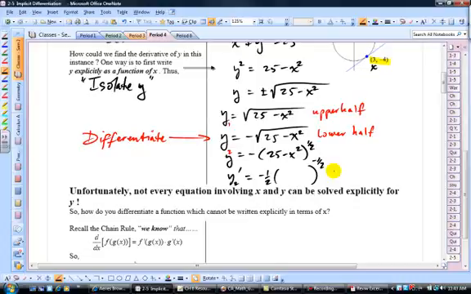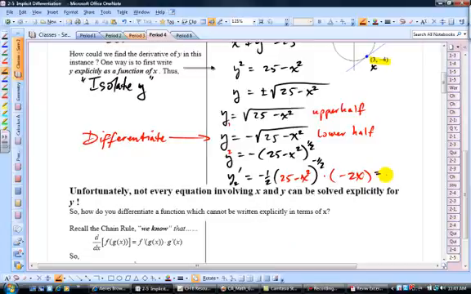All right? And then times, we evaluated at the inner function here. And then we have to multiply it by the derivative of the inner function. And what's the derivative of 25 minus x squared? Negative 2x.